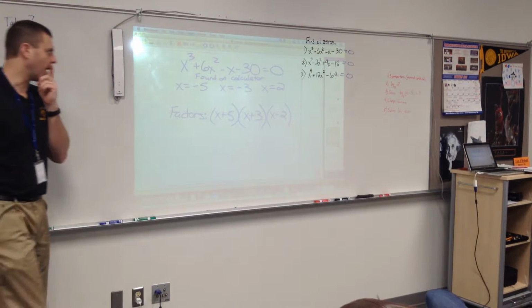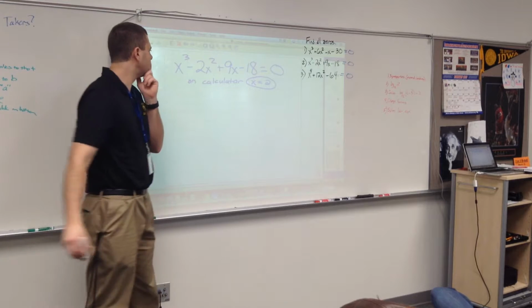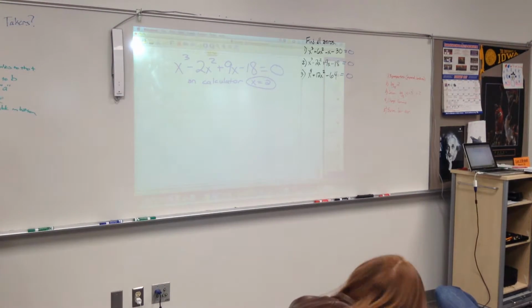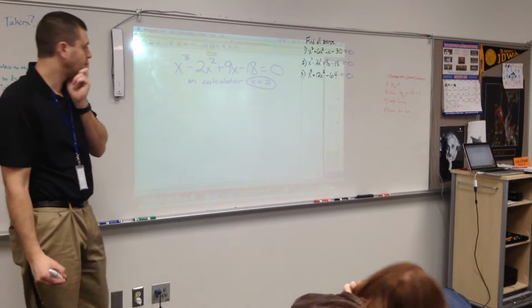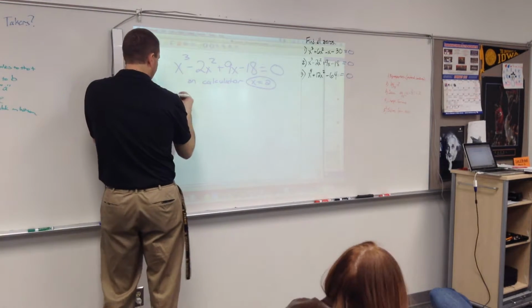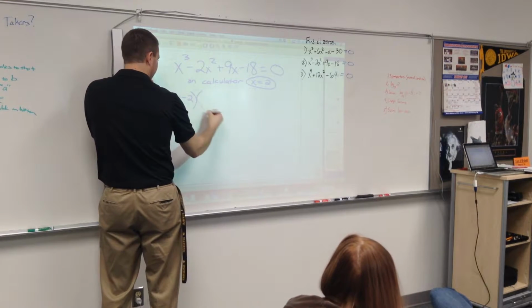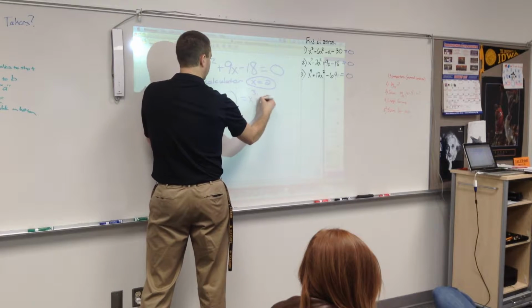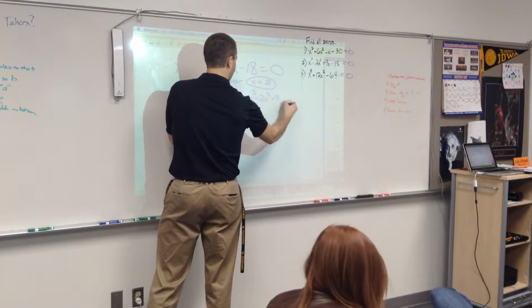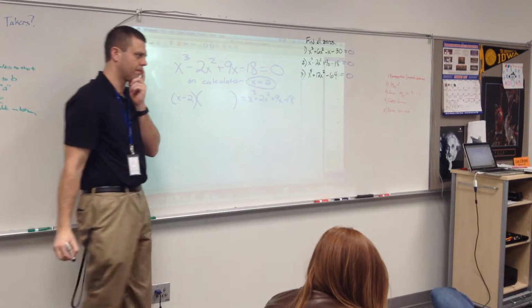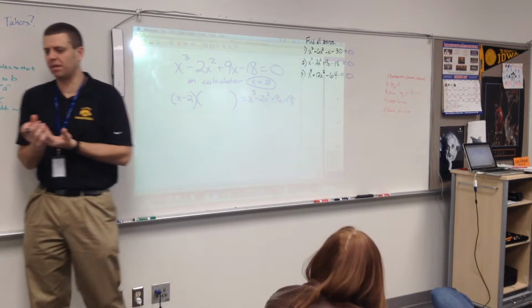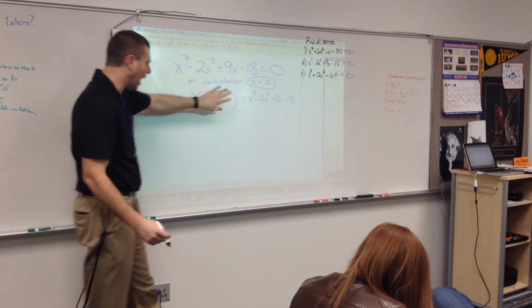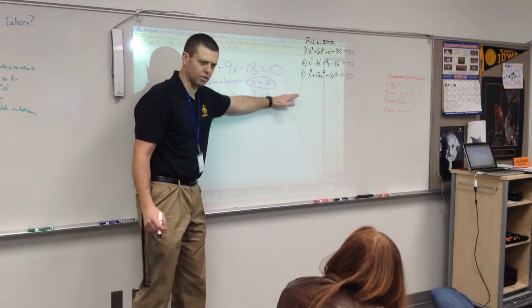Okay? Alright. So now let me come to this one here. We know 1 zero. So then we also know 1 factor, don't we? So we know that x minus 2 times something has to equal x cubed minus 2x squared plus 9x minus 18, right? Because we know x minus 2 has to be a factor. So x minus 2 times something has to give us this polynomial.